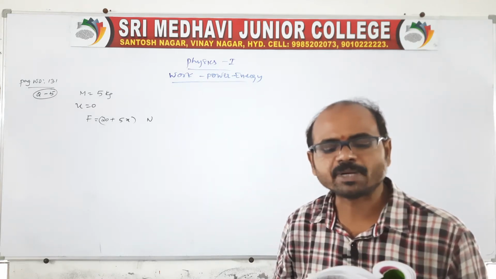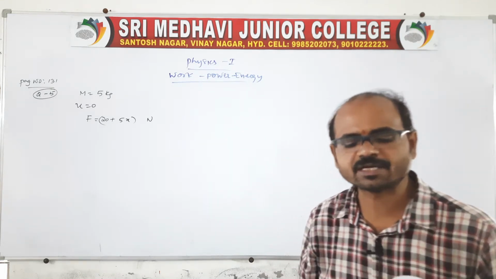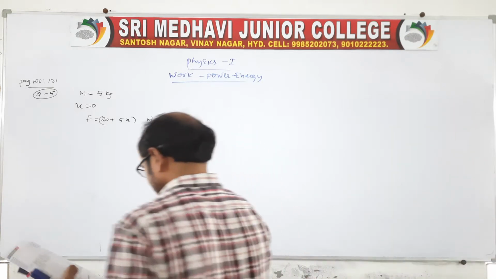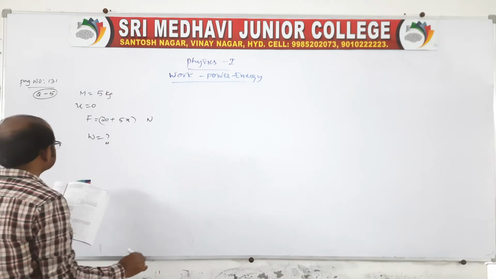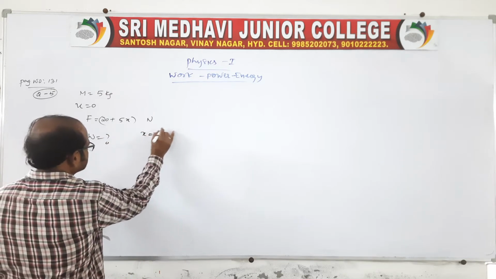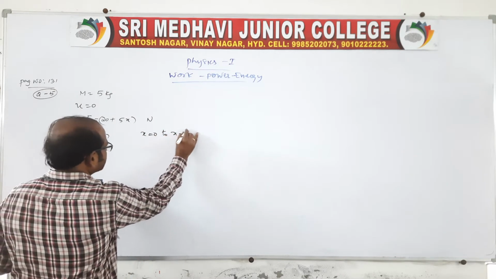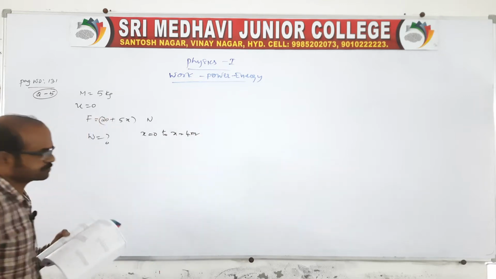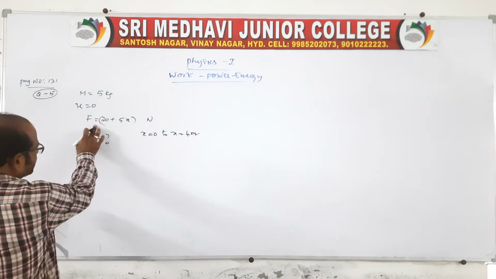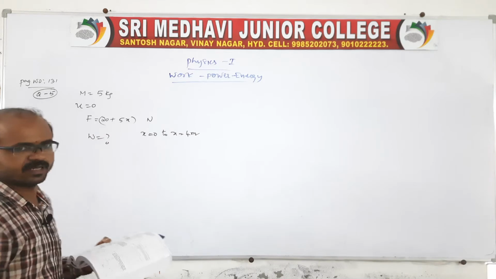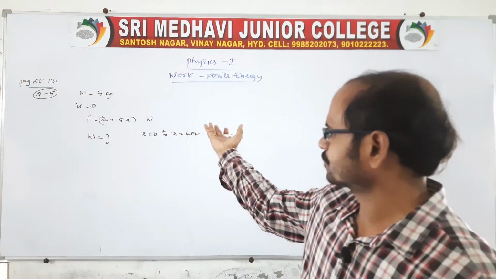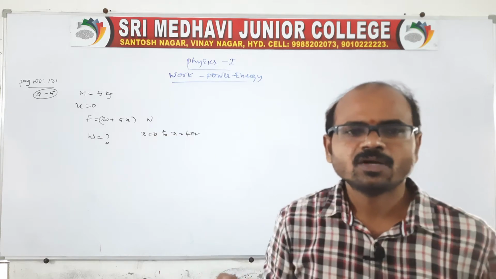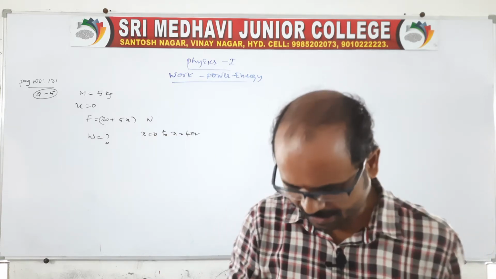Calculate the work done by the force during the displacement of the block. Work done is asked during the displacement from x equal to 0 to x equal to 4 meter. The given force is variable, because 20 plus 5x is a variable. I told you variables are like this. So now we should get the work done by applying the integration method.